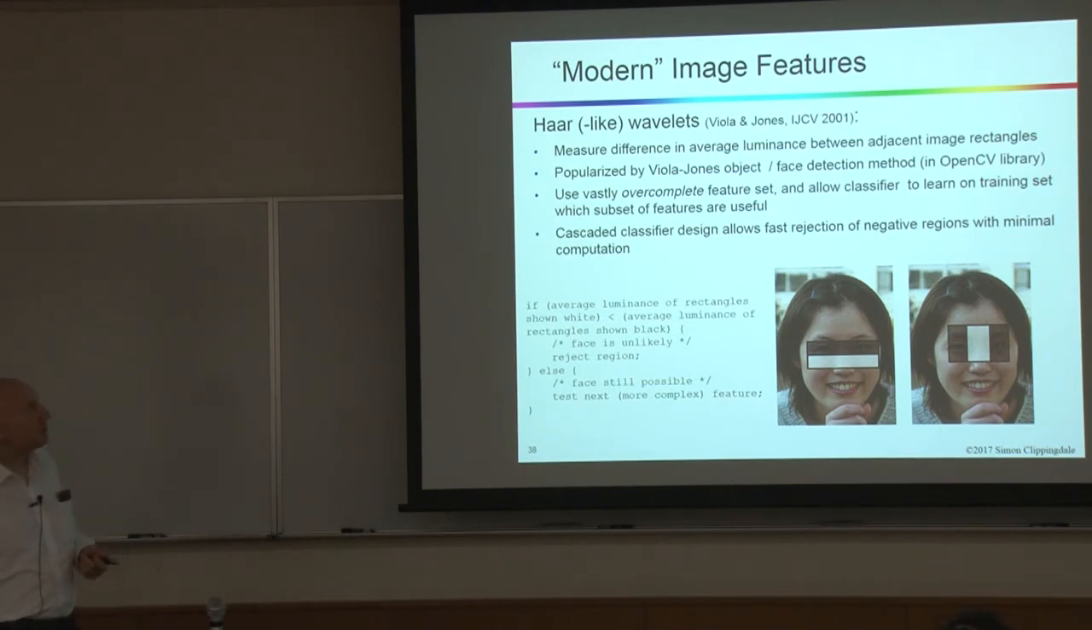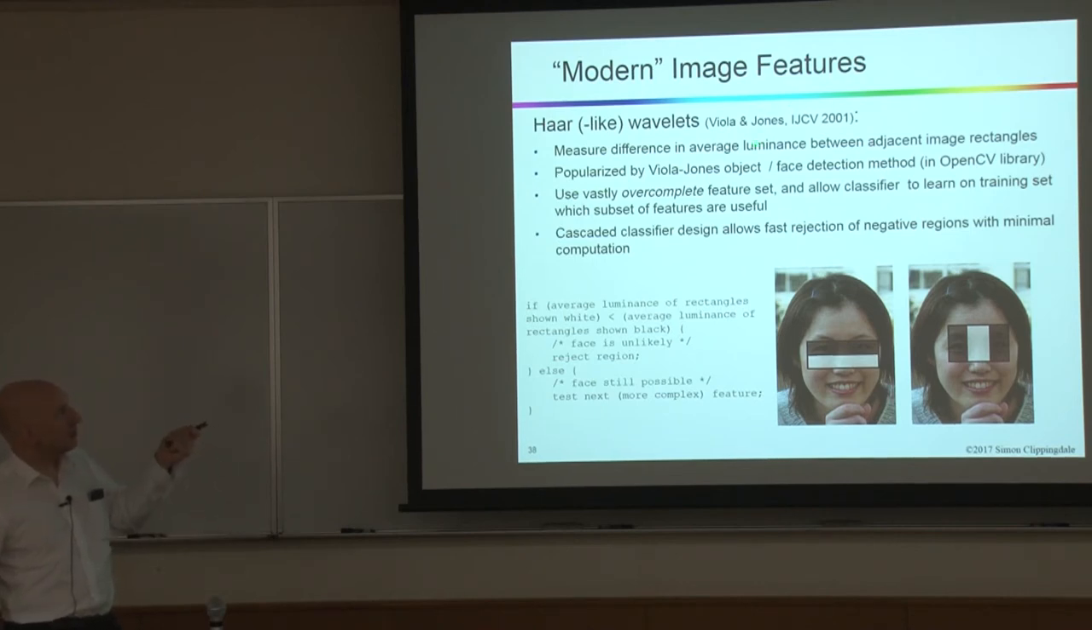Another wavelet type feature that's used quite frequently is the so-called Haar-like wavelets. Viola and Jones is probably the world's most commonly used face detector, and has been around since about 2001. OpenCV is an open source computer vision library that several people will probably be familiar with, and one of the most popular functions in the OpenCV library is the face detection functionality. What this does is use these Haar-like wavelets. Here's a Haar-like wavelet. All it is is simply the difference between two or more rectangular regions in the image.